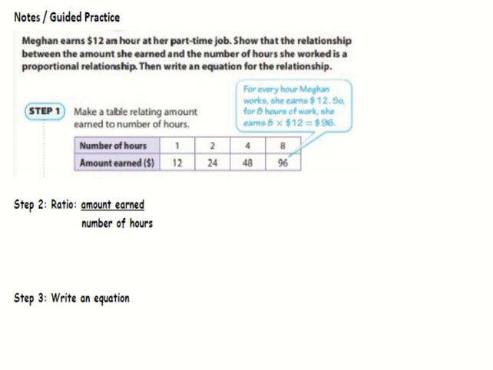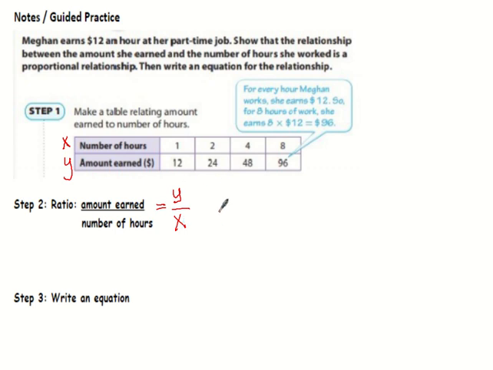Like our activity, we finished the table. It shows us that in 1 hour she makes $12, 2 hours she makes $24, 4 hours she makes $48, and 8 hours she makes $96. When we have a table, the first one is always considered our x, and the second one is always considered our y. So to prove that it's a proportional relationship, we have to set up ratios. We're going to do the amount earned over the number of hours. The ratio will always be our y over our x. We're always going to compare the y's to the x's.